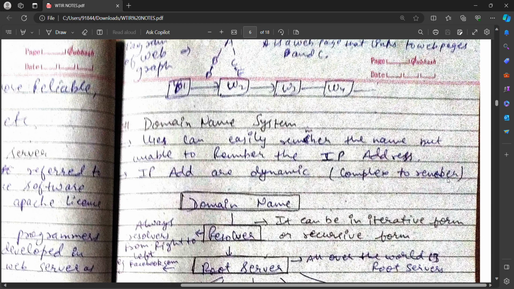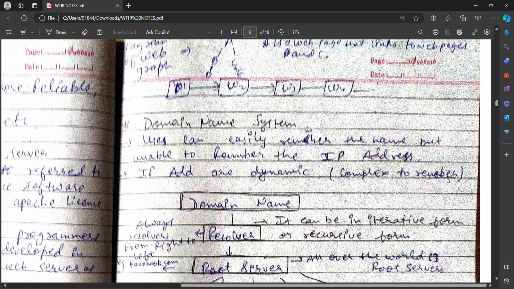So here comes into the picture the Domain Name System, or in short we say DNS. What this DNS will do is basically convert your name. Like you want to go to the Facebook website and you are typing www.facebook.com. So here DNS comes into the picture, and the DNS will just convert this name, that is www.facebook.com. In technical terms we call it a URL.